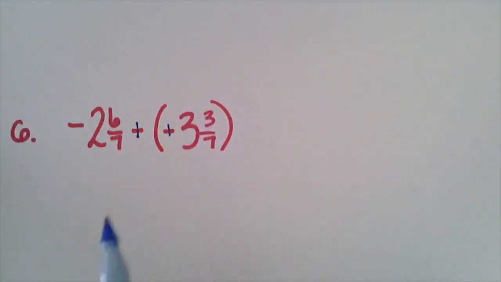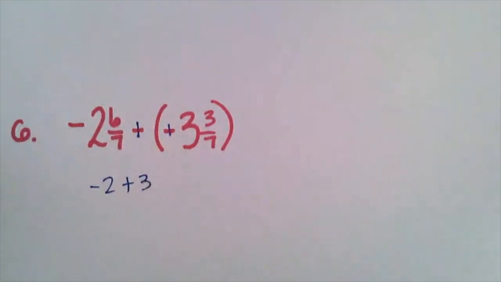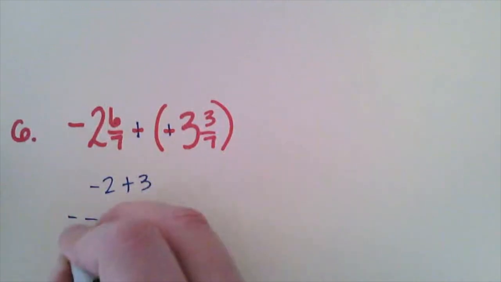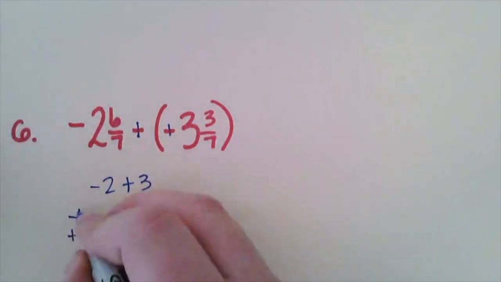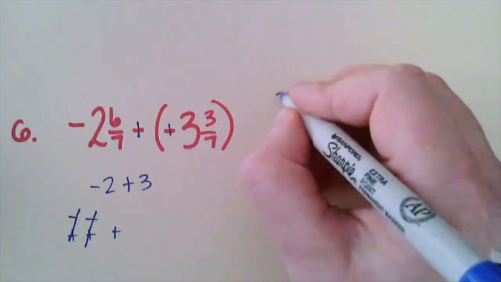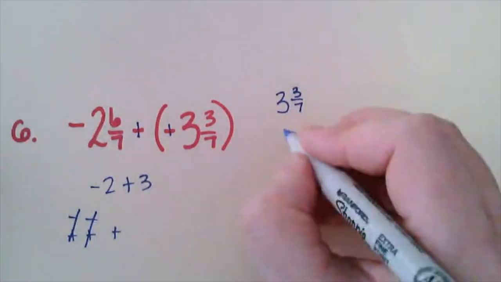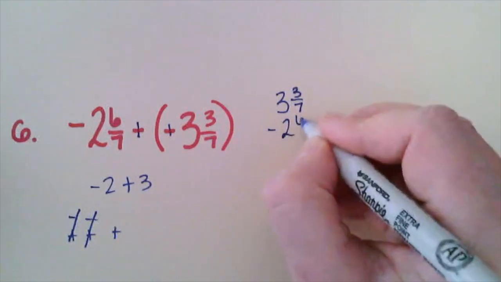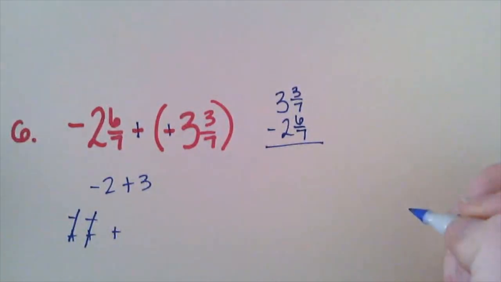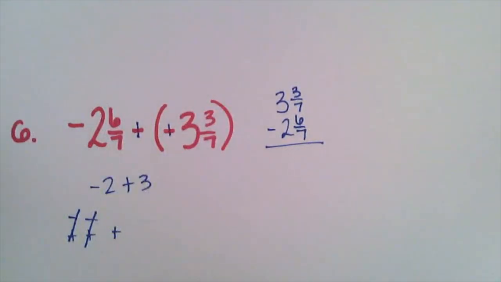And I want to do a really fast review. Imagine the fractions aren't here. Imagine this is negative 2 plus 3. 2 negatives, 3 positives. We'd be making 0 pairs. So that means we are actually doing some subtraction here. So I need to subtract these two numbers. The bigger number always goes on top with subtraction. So it's 3 3/7 minus 2 6/7. My final answer is going to be positive because I have more positives than negatives.